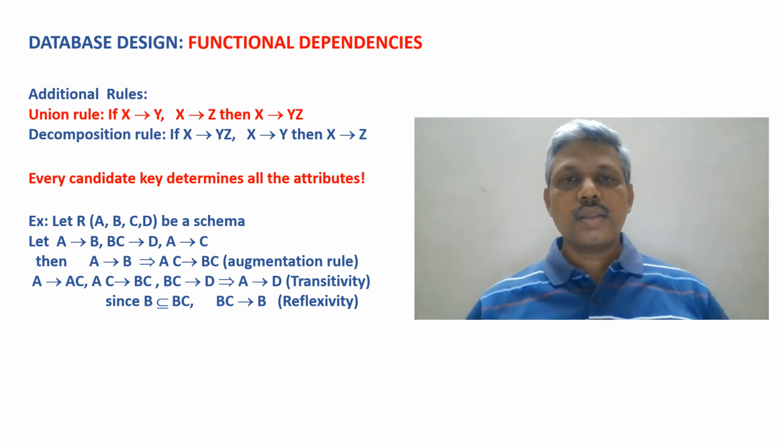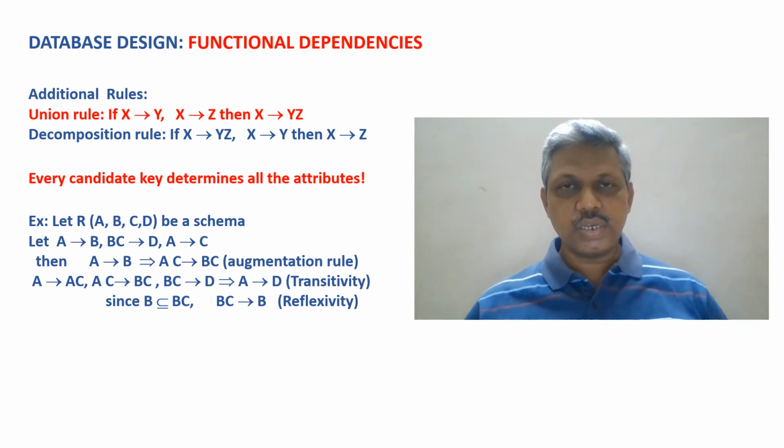And finally, the reflexivity rule can also be observed: since B is part of BC, BC functionally determines B is trivial. This is how we can use the rules and compose the rules in different forms, and we can generate all possible functional dependencies, which is called the closure of F.